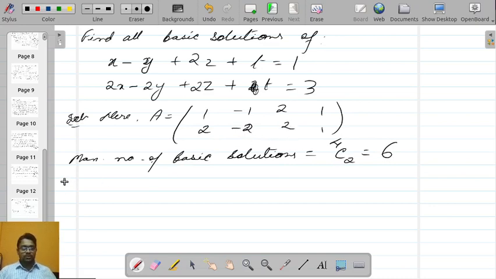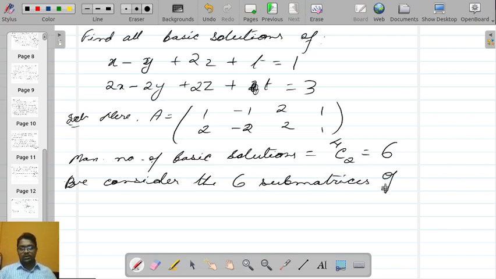Okay, so we will do it logically so that we don't mess up. So we consider the 6 submatrices of order 2 by 2. So first I'll consider B12, first 2 columns: 1 2 minus 1 minus 2.